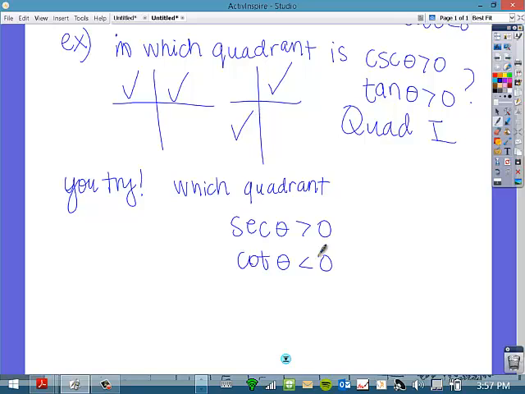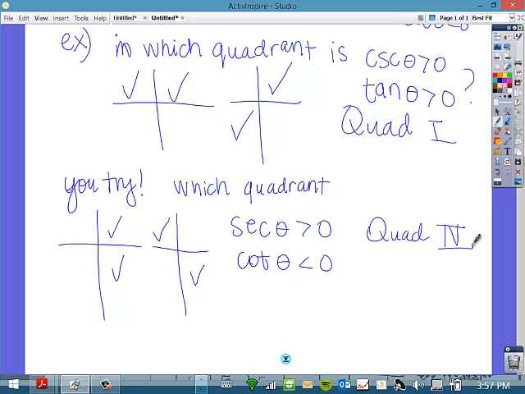Alright, secant of theta, meaning cosine. Cosine is positive in the first and the fourth. Whereas cotangent negative, cotangent is negative in the second and the fourth. So the one that they have in common is the fourth quadrant. So quadrant 4 is your answer.